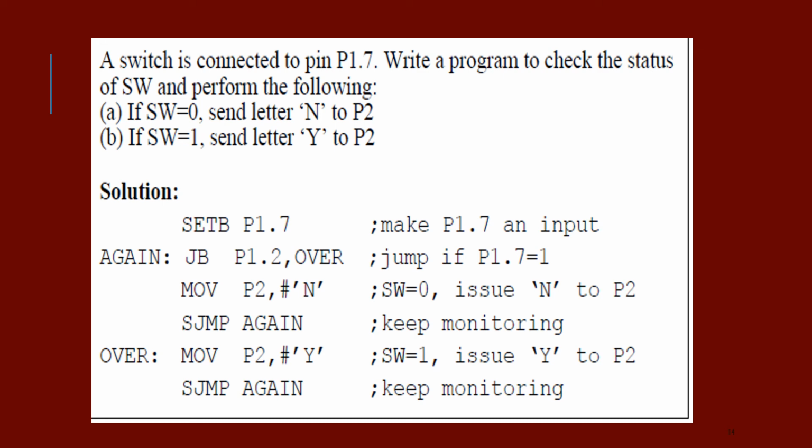In the beginning we will first of all set that pin, SETB P1.7, make P1.7 an input. Again, JB P1.7, over, jump if P1.7 is 1. MOV P2, #'N', so with the switch at 0, issue N to P2, and jump again. Then MOV P2, #'Y', jump again. So when the switch is 1, you send Y, and go on doing the same thing. The last, jump again, goes back repeatedly, so it will go on and on.